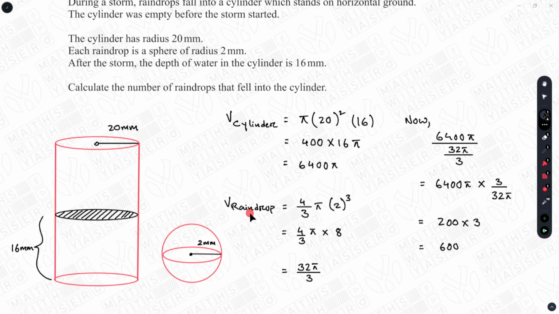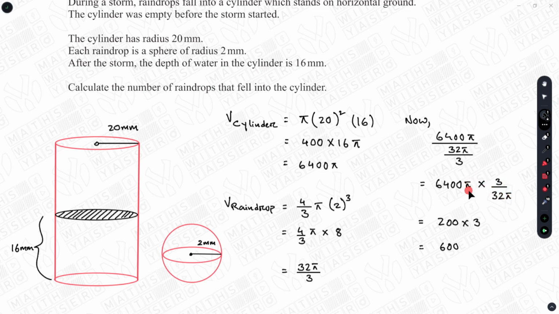And the volume of each raindrop is 4 by 3 pi r cube, where the radius of the raindrop is 2 millimeter. Simplifying it, we will get 32 pi over 3. Now all we need to do is divide this volume by the volume of raindrops to find the number of raindrops that fell into the cylinder. So 6400 pi over 32 pi over 3 can be written as 6400 pi times the reciprocal of this fraction, which is 3 over 32 pi.